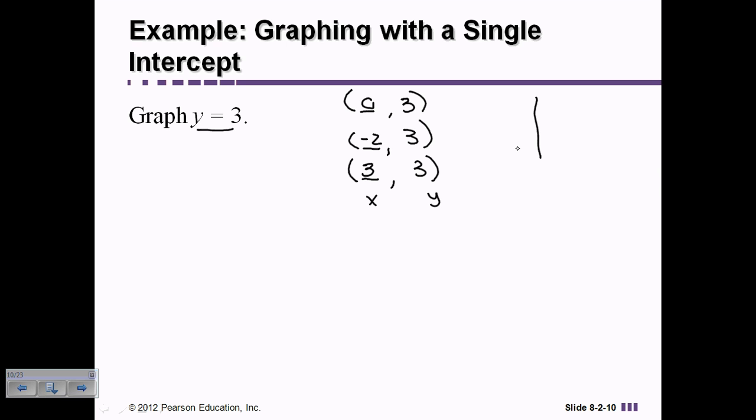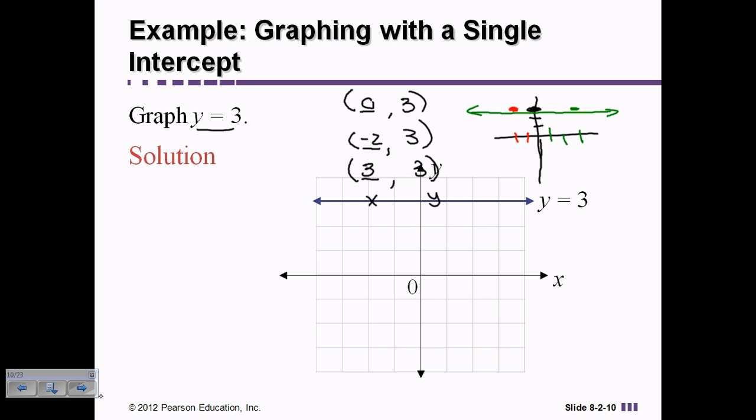If I graph those on a graph, 0, 3 would be over 0, up 3. Negative 2, 3 would be negative 2, up 3. And 3, 3 would be positive 3, and up 3. And you'll notice that if I connect these 3 points together at the top of my graph, I end up with a horizontal line. So the graph of a problem that starts with y equals 3 is always a horizontal line.